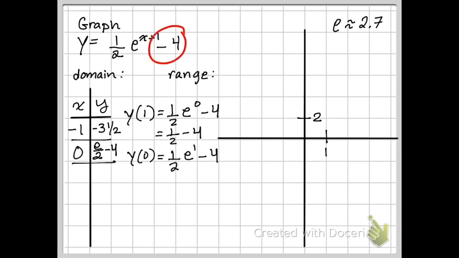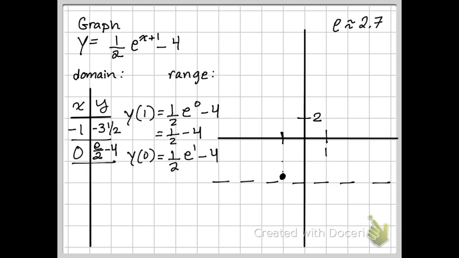So again, I've got this y equals -4 as my horizontal asymptote. So that'll be here. That'll be -4. And then I've got -1, -3.5. So that'll be over here. And then -3.5. That's going to be right in there. And then finally I have 0, and I've got this e over 2 minus 4.